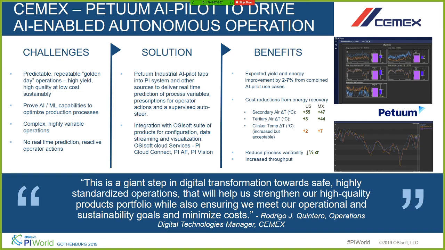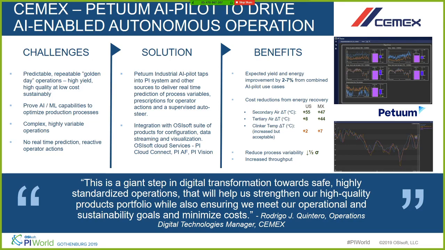The benefits: we expected yield and energy improvements of 2 to 7% from combined autopilot use cases. That leads to cost reductions from the energy recovery. In one of our test sites, the first place we tested this, we had a delta T, an increase in temperature of the secondary air, of 55 degrees Celsius. In the case of Mexico, our second site where we deployed the system, we are getting 47 degrees Celsius. For tertiary air, we are getting better results in Mexico than in the US.